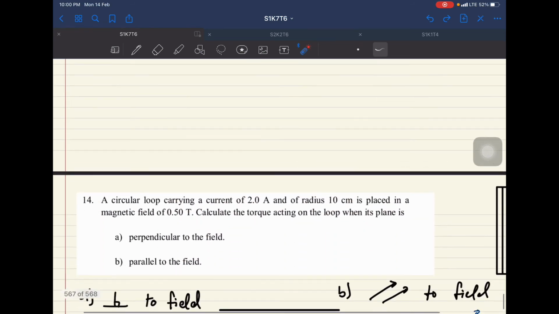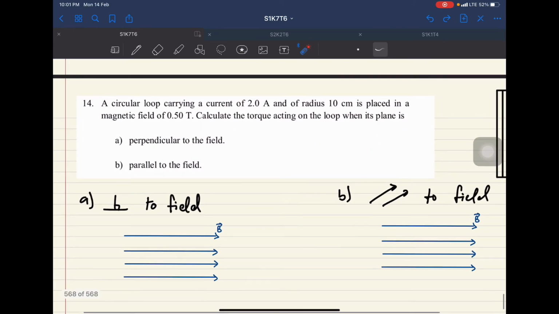Okay, if we try to look at one of the examples, here you have a circular loop carrying a current of 2 ampere. So previously when I tried to show you how to derive, we derive it assuming that it's actually a rectangular coil. But if you use those formula, the area now becomes the circular area lah.